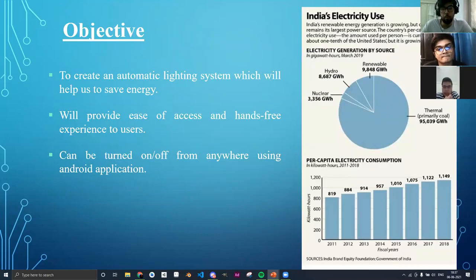As the graph depicts, following are the recent trends. We identified that the usage of electricity is crossing the rate at which the electricity is produced in our country, and also we identified that most of this energy is utilized in residential areas in the form of lights. So the main objective of our project was to develop a system that can significantly reduce the usage of electricity by lights, and also design a light controlling system that provides ease of access. Next slide.